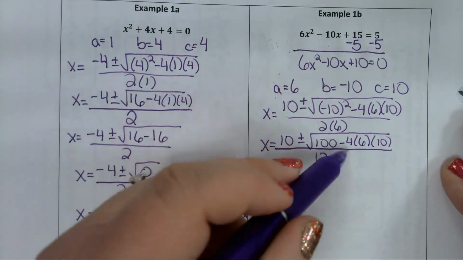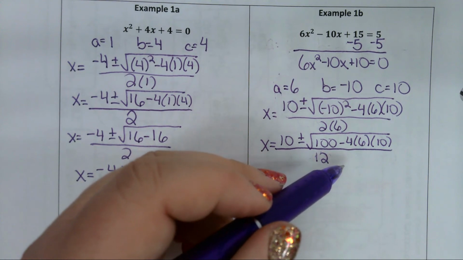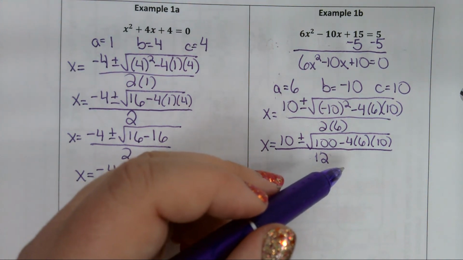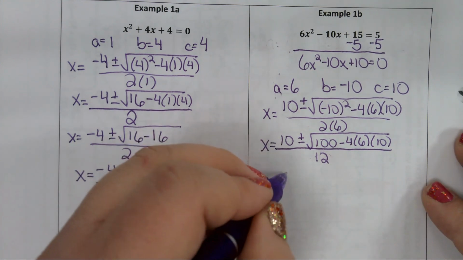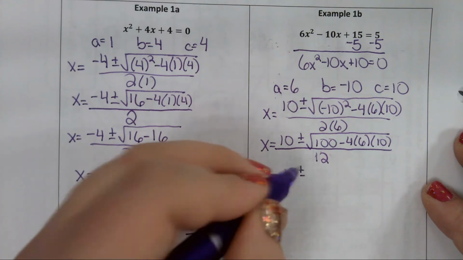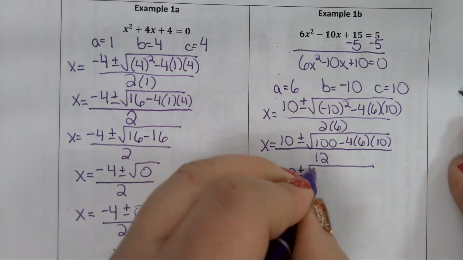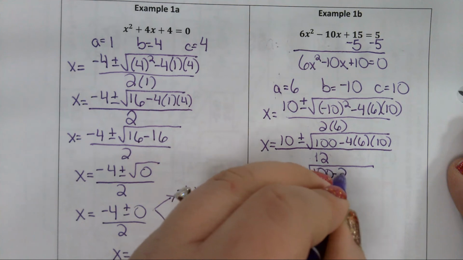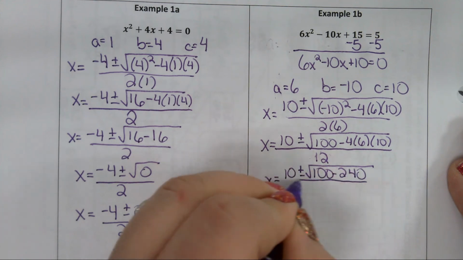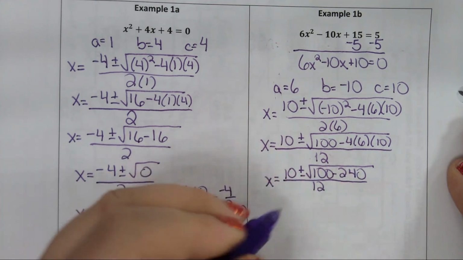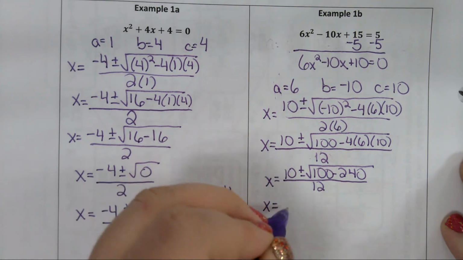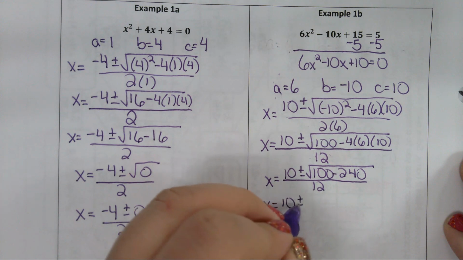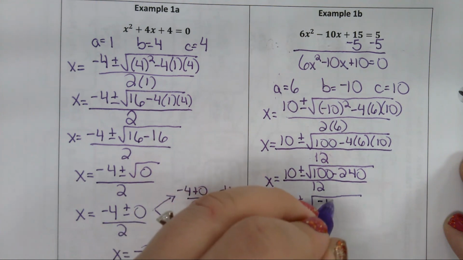Now we can do negative 4 times 6 times 10, and we get negative 240. So 10 plus or minus the square root of 100 minus 240, all over 12. 100 minus 240 is what I get to do next, and I get negative 140.